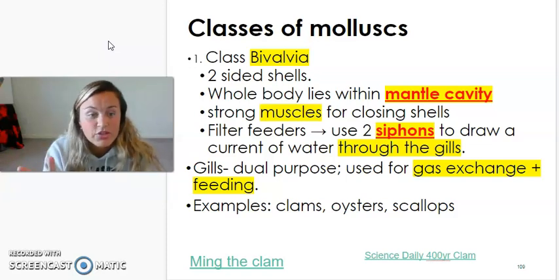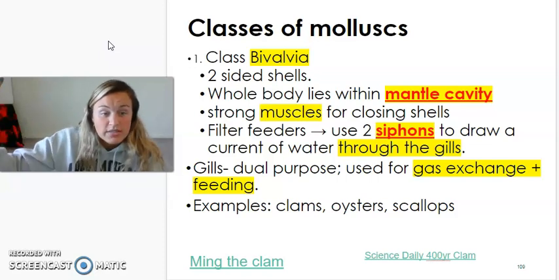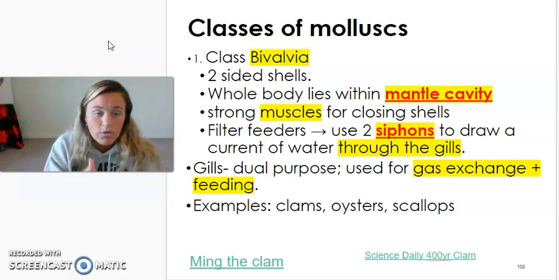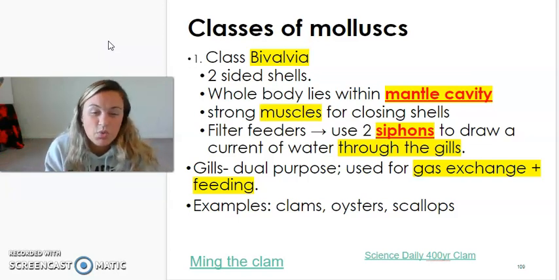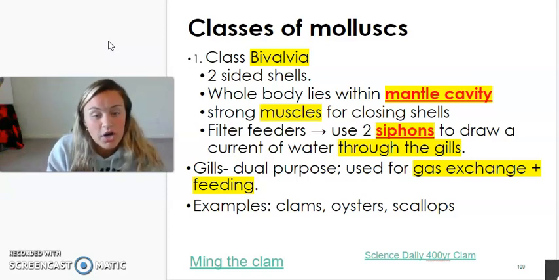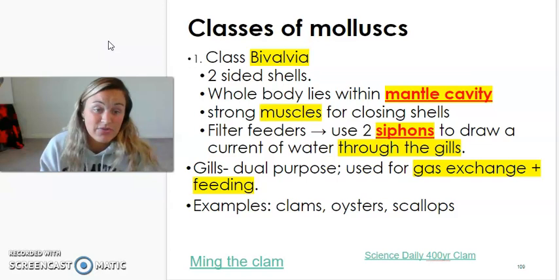All right, so we have these two siphons. We have an in-current siphon and an ex-current siphon. So this in-current siphon will bring the water in. The food will be filtered out of the water through the gills, which is weird to think about. So the gills are serving a dual purpose in our bivalves. They actually are used for gas exchange and for feeding.